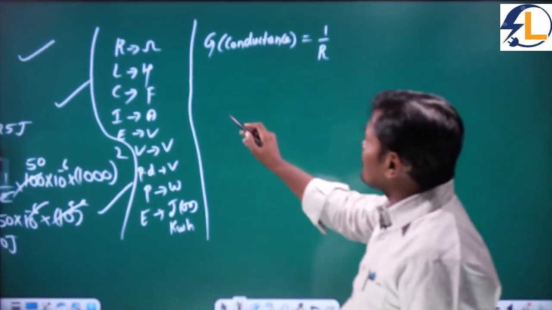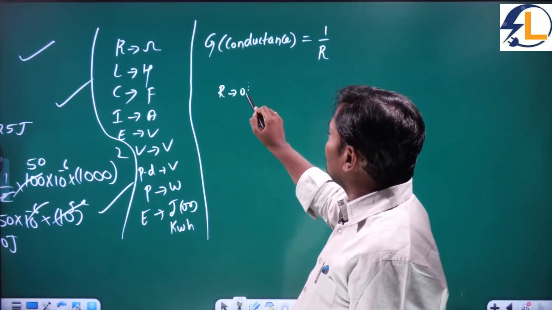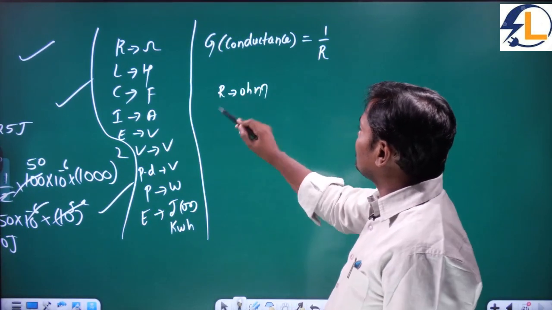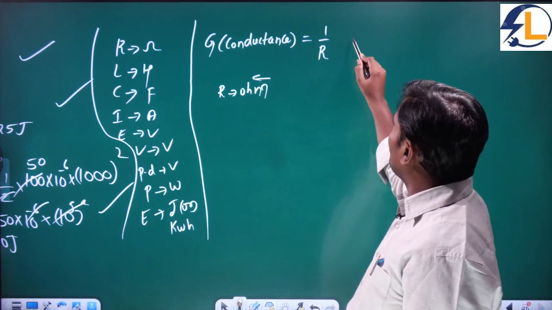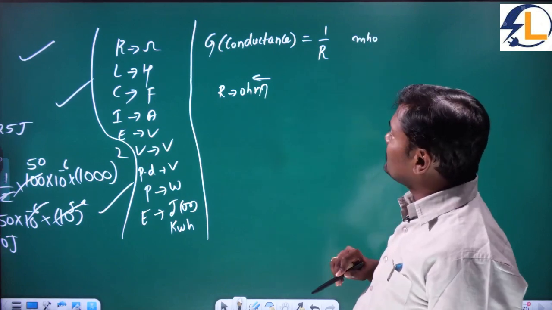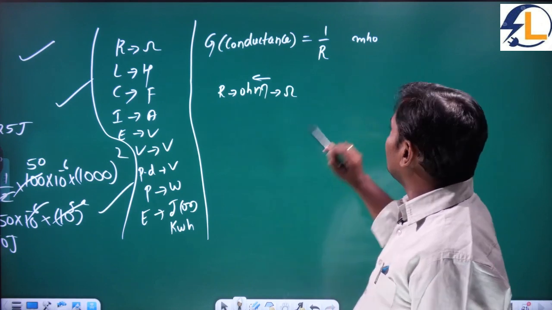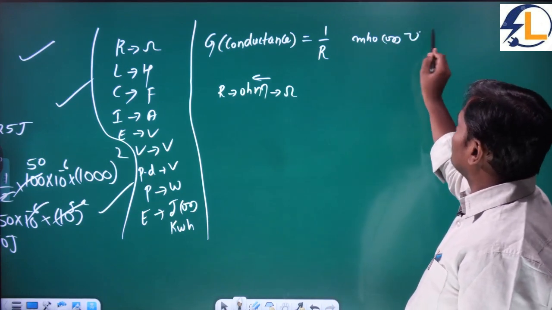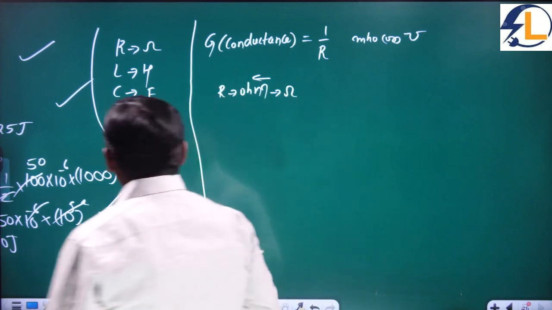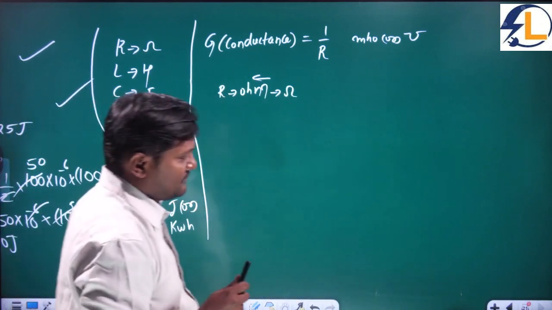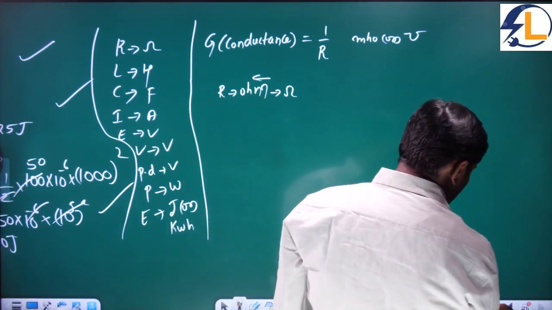What is the unit of resistance? Ohm. So reverse it and write in the reverse order. Mho is the unit of conductance. The resistance unit symbol is like this, and reversed it looks like this. So the conductance unit is mho.